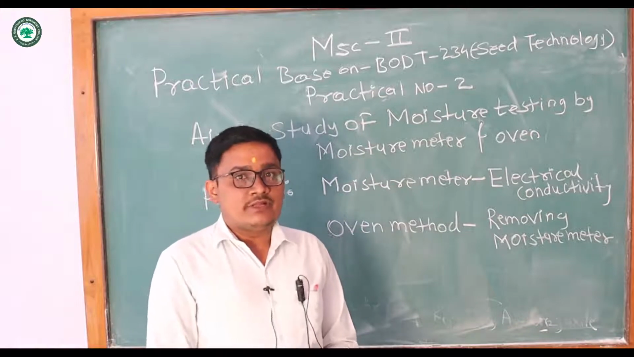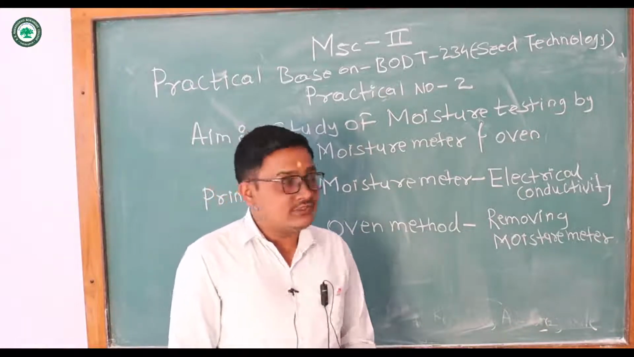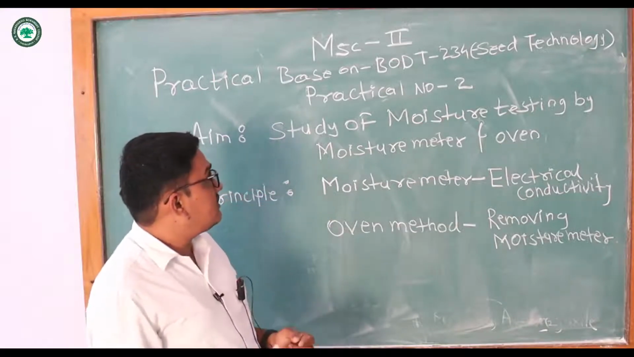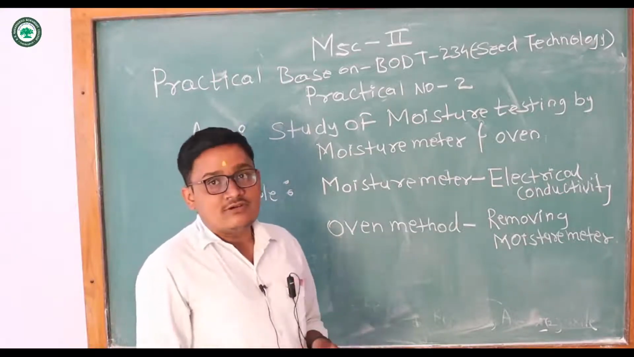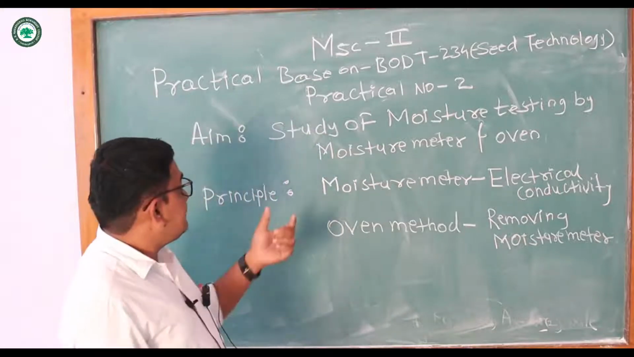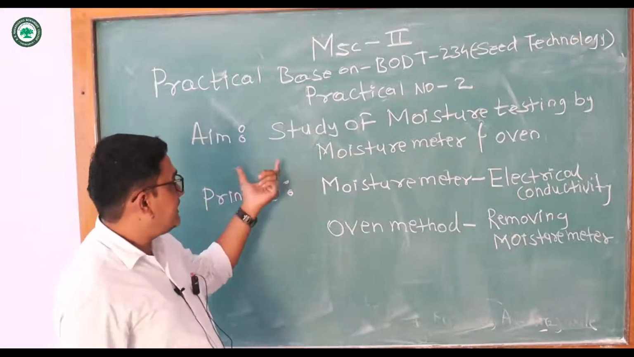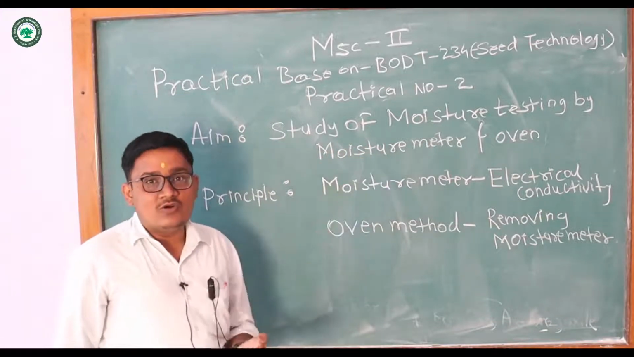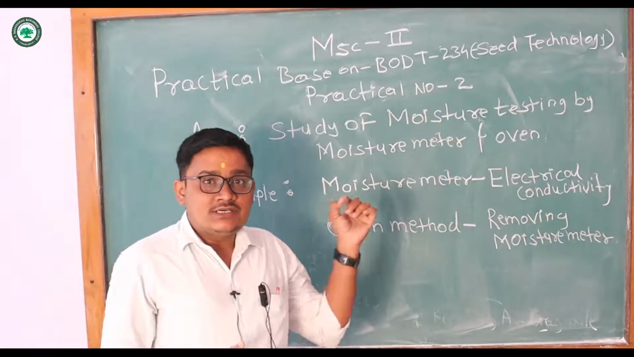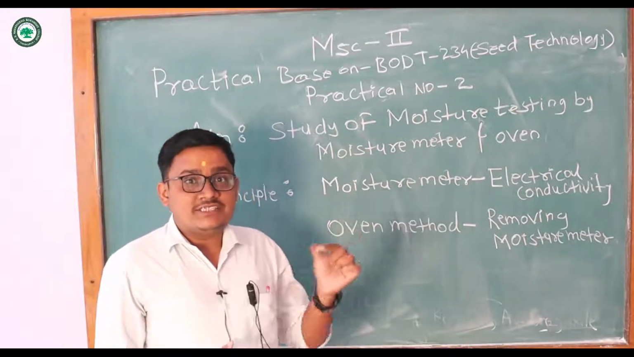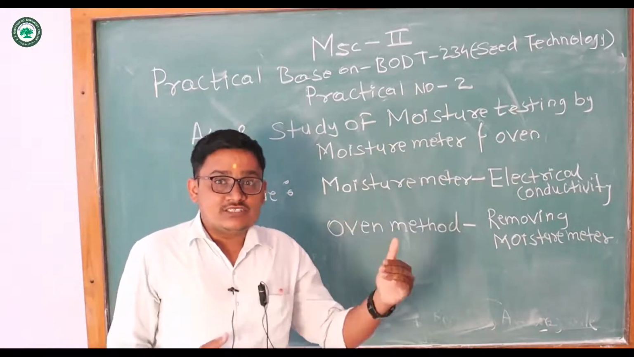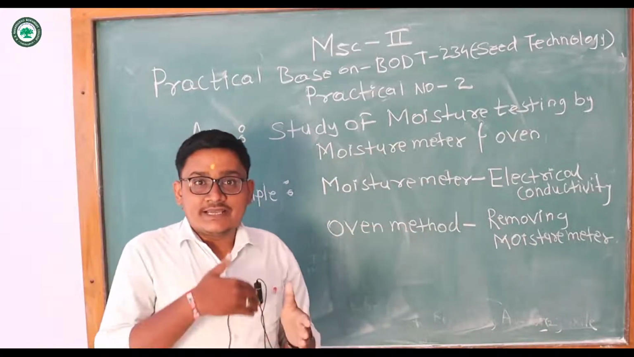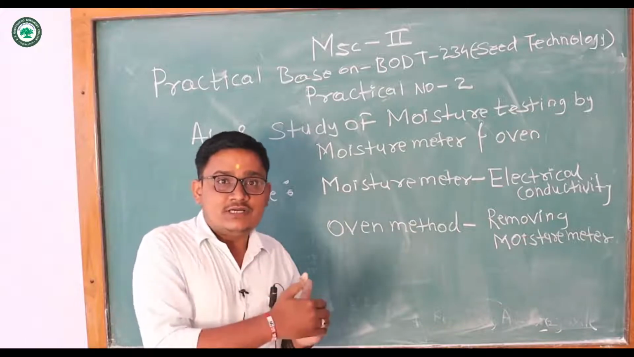Today we are going to conduct practical number 2 for MSc part 2, which is based on BODT 234 of seed science. In this practical number 2, the aim is the study of moisture testing by the moisture meter and the oven method. That is, moisture determination by the moisture meter as well as the oven method. First, let us understand the concept of today's practical.